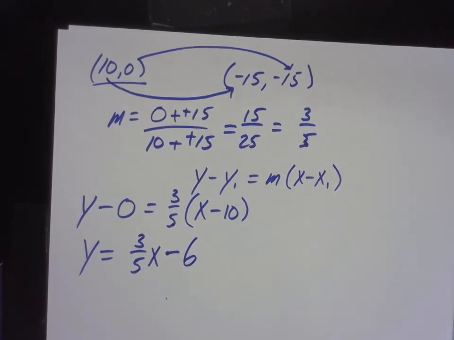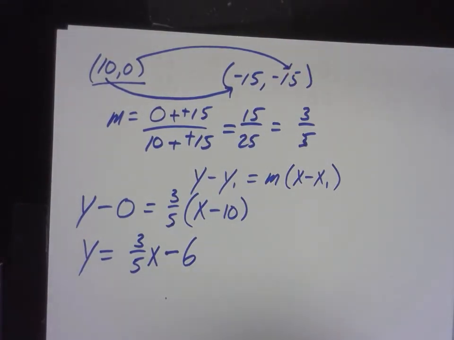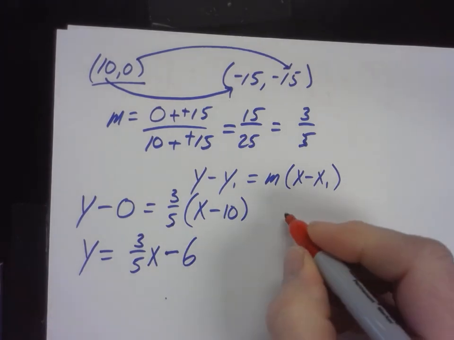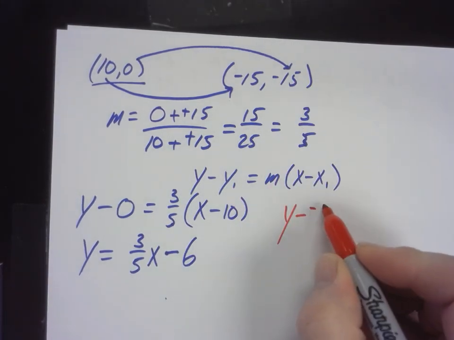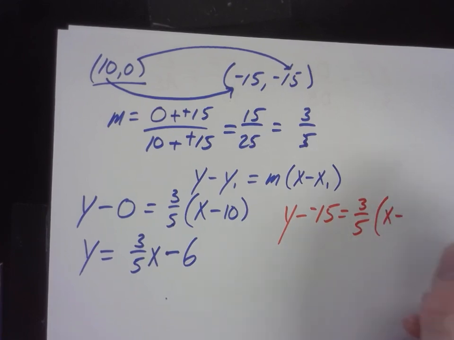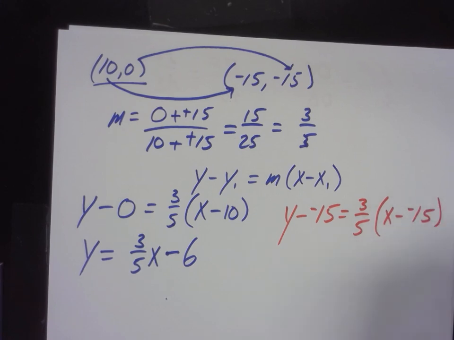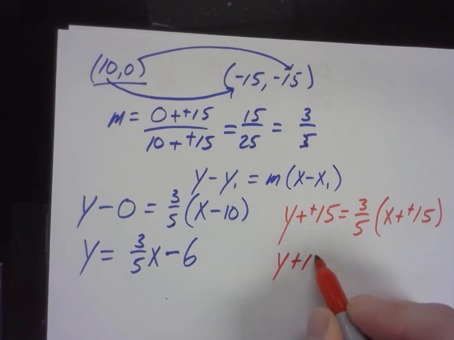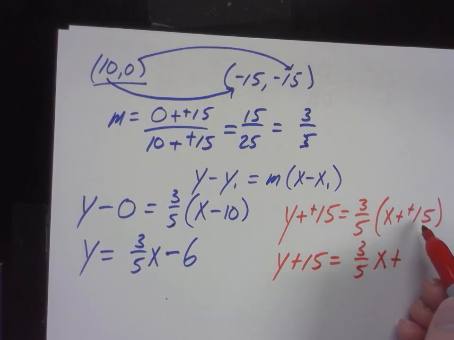Okay. Now, if you use the other point, it'll still work. And this is the way cool part about math. Y subtract y sub 1, which is negative 15, equals the slope times x subtract x sub 1, which is also negative 15 in this case. So this is plus 15, and that's plus 15. Y plus 15 equals 3/5 times x, plus 3/5 times 15. Isn't that 9?